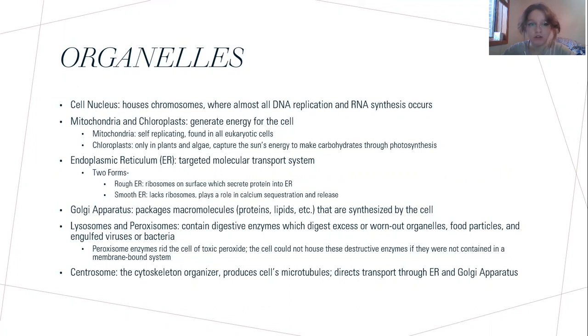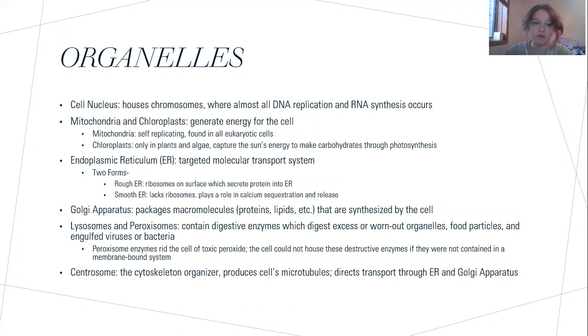So, mitochondria and chloroplasts are what generate energy for the cell. They're often called the powerhouse of the cell because of this function. Mitochondria are self-replicating, and they're found in all eukaryotic cells, while chloroplasts are only in plants and algae. This is because they go through a process called photosynthesis in order to capture the sun's energy to make carbohydrates.